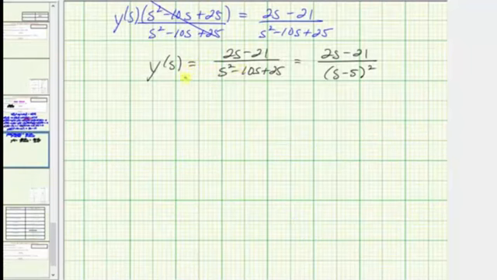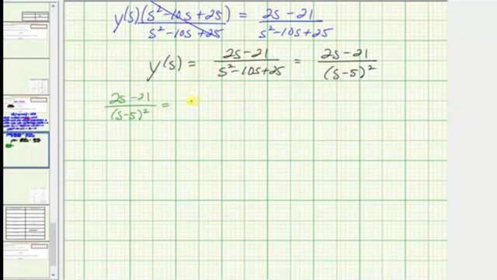However, before we do this, we do want to perform partial fraction decomposition on this fraction here, so we can use a table of Laplace transforms in order to find the inverse Laplace transform. Let's go ahead and perform partial fraction decomposition on this fraction here. So we have the quantity 2s minus 21 divided by the quantity s minus 5 squared. And notice how we have two linear factors here. So we'll have a sum of two fractions, where we'll first have A divided by one factor of s minus 5. And then because this linear factor is repeated, we'll have plus B divided by the quantity s minus 5 squared.